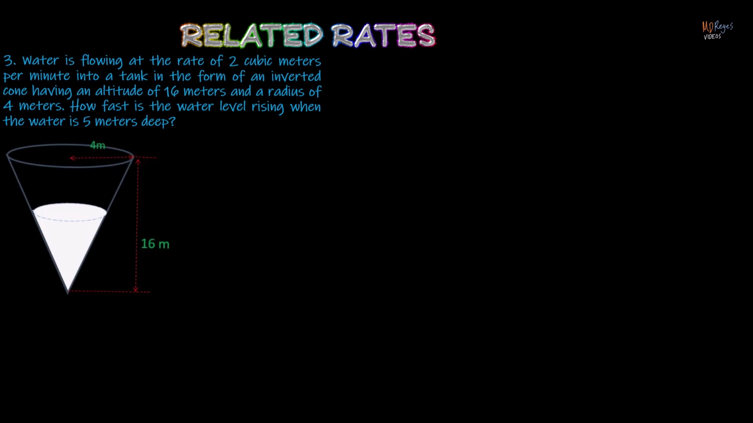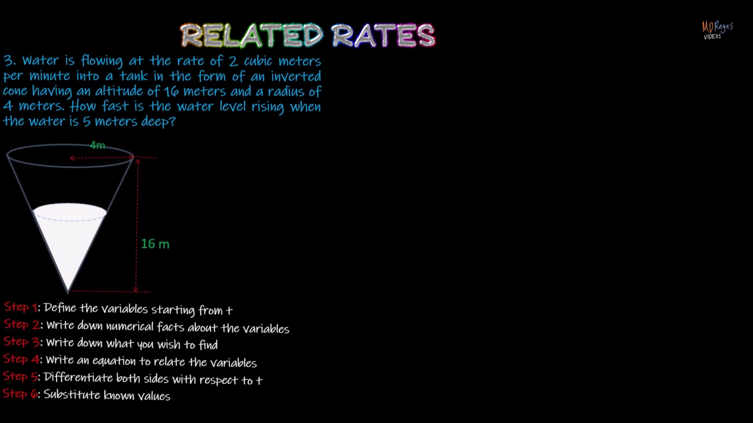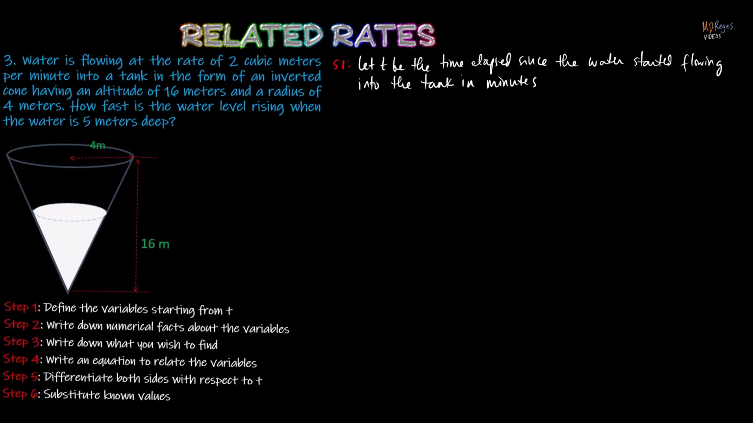So let's answer the problem, just to remind us of the steps. Step 1 is defining the variables starting from time t. Let t be the time elapsed since the water started flowing into the tank in minutes. So the unit of measure of time here is minutes.